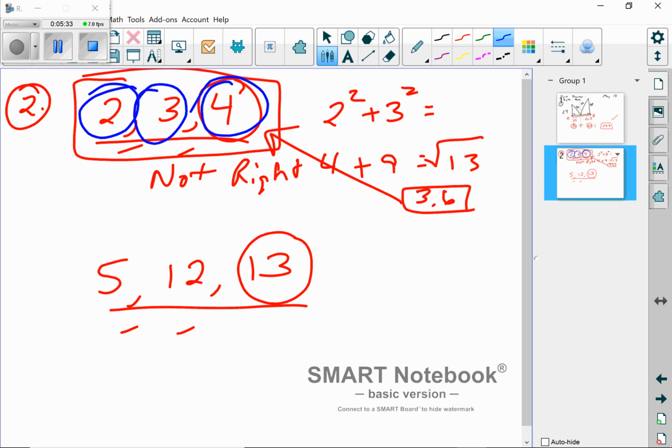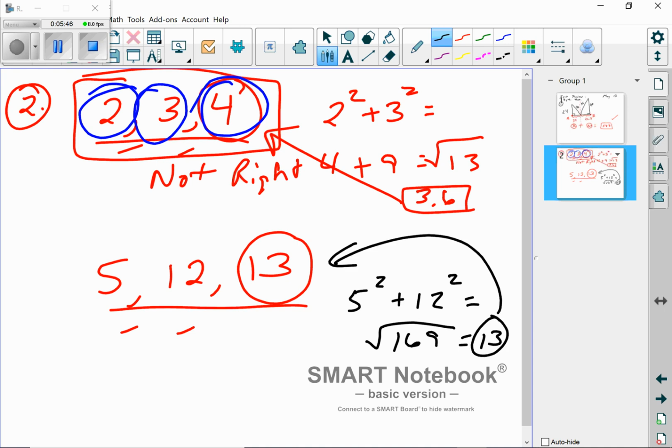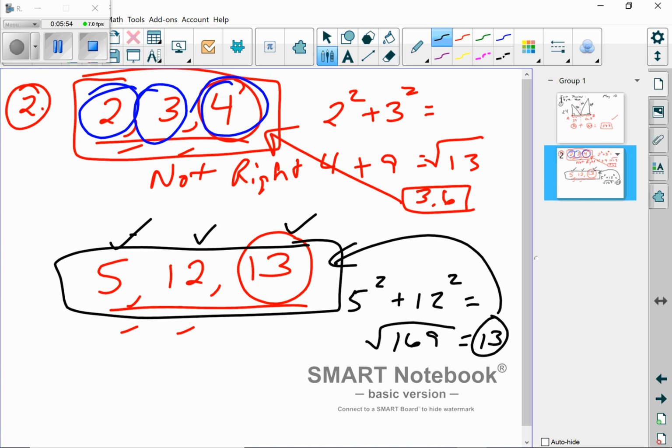Let's look at 5, 12, 13. All right, so if I do the two legs, 5 squared plus 12 squared, I'm pretty sure that equals 169. When I square root that, I get 13. It's an exact match, which means that these two numbers make up the legs for 13, which is the hypotenuse. That means these three numbers are a Pythagorean triple. They make a right triangle, okay? So yes, it's a right triangle.